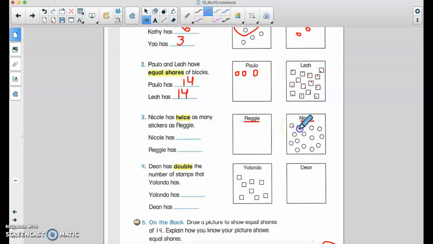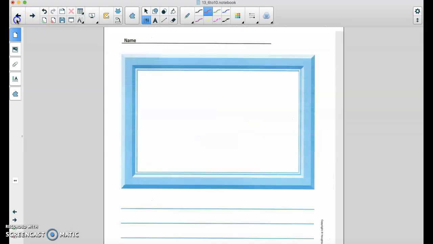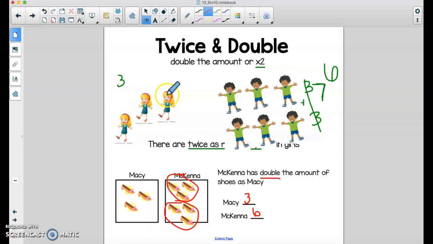Nicole has 1, 2, 3, 4, 5, 6, 7, 8, 9, 10, 11, 12, 13, 14. Oops, I'm sorry. Nicole has 14. So that means half as many. Think of what half of 14 is, that would be 7. So Reggie should have 7. Now double means twice as many, just like we talked about on this page when there was double the amount. So that many, and we doubled it, just like Macy and McKenna's shoes.